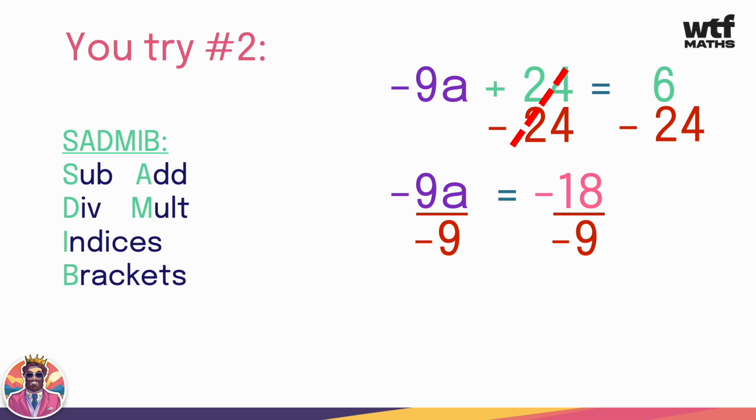Now, -9 divided by -9 is just 1. So we've got 1a on the left. And remember, a negative divided by a negative is a positive. So 18 divided by 9 is just going to be 2 because the negatives have cancelled out. So the answer is 2. Now, if you take that 2 and put it into your equation, you should get the left side equaling the right side. So we must have got it right.